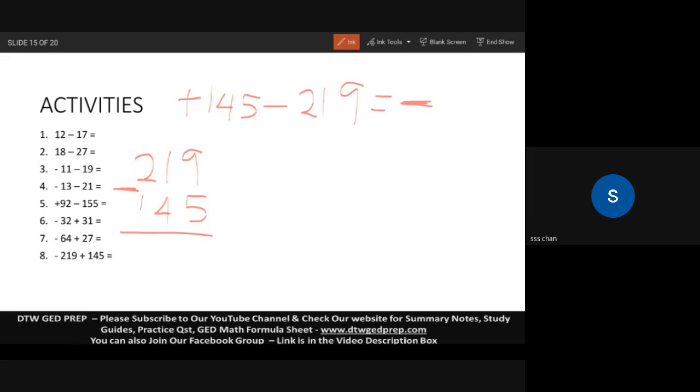So if you subtract this way, 9 minus 5 gives you 4. 1 minus 4 cannot, because 1 is a smaller number. So we have to take away 1 from 2 here. What is left when you take away 1 from 2? 1 is left. Add that 1 that you have taken away here, we have 11. So we subtract 4 from 11. That gives us 7. And then 1 minus 1 goes to 0. So the answer here will be negative 74. So we go on.